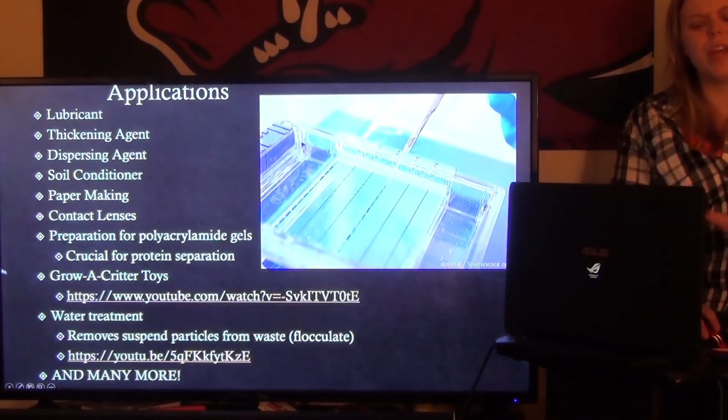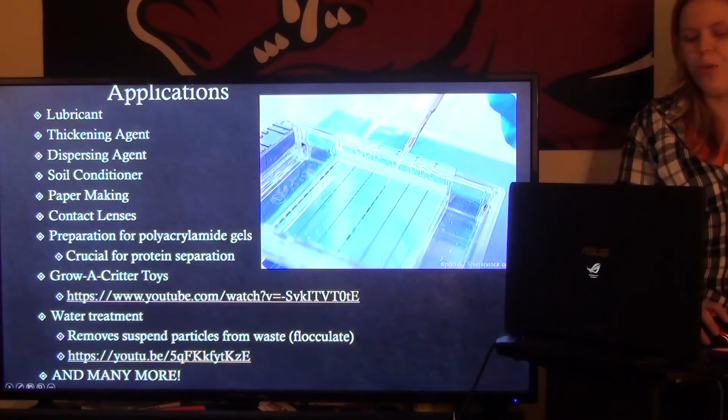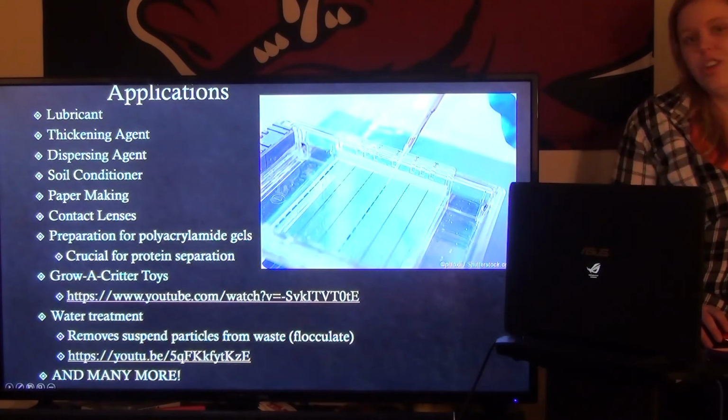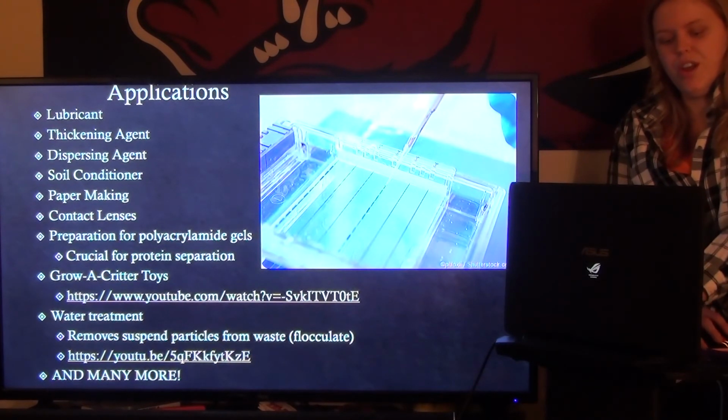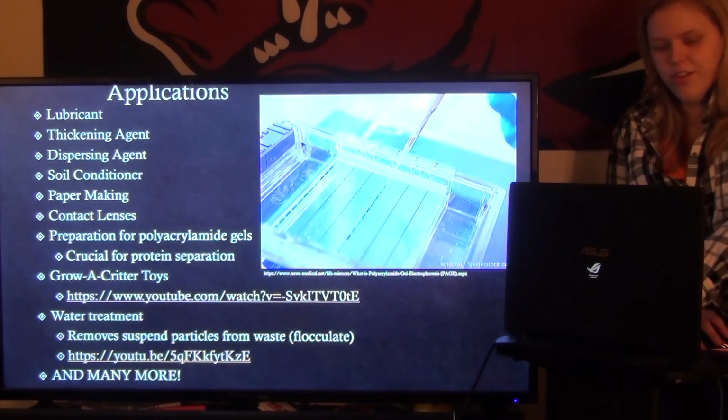There are many, many more applications of this polymer. I just don't have the time, and you probably don't have the time to listen to all of them. But that's all I have.